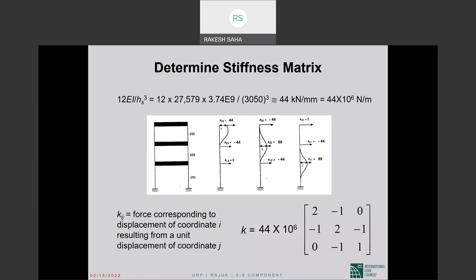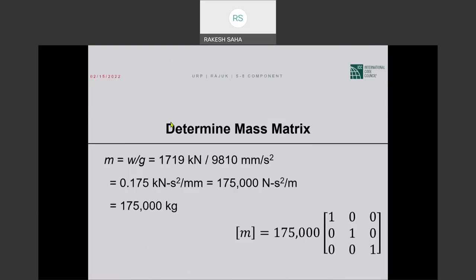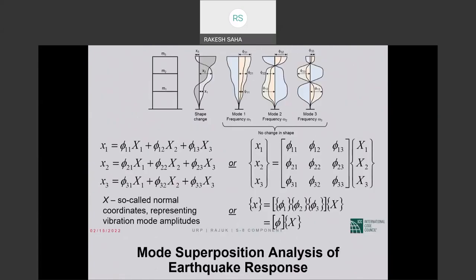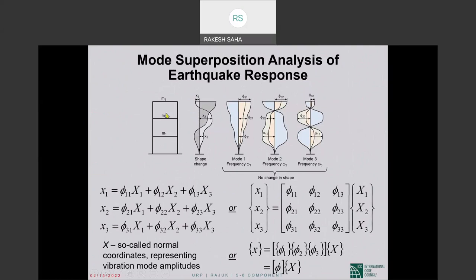I don't know. Anyway, Kij, the stiffness coefficient, is the force corresponding to coordinate i, resulting from a unit displacement of coordinate j. If we apply a unit displacement at coordinate j, what is the force at coordinate i? That is Kij. So the numbers are, this is our coordinate 1, this is coordinate 2, this is coordinate 3. That's how we numbered the floors. Remember, 1, 2, and 3.